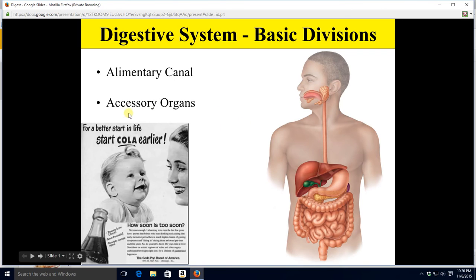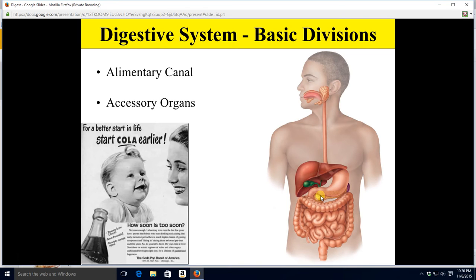Now, there's also about 6 organs that play a role in food movement, food digestion, etc., but are not tubes through which food passes. Those are accessory organs. They include the tongue, the teeth, salivary glands, the liver, the gallbladder, and the pancreas.